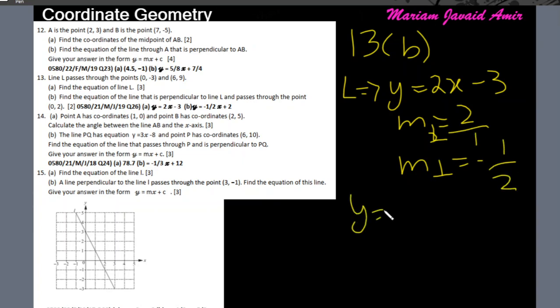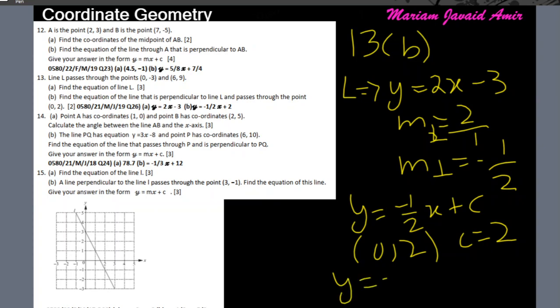So y equals minus half x plus c, and we're given that it also passes through the point 0 comma 2, so we have our c right here. C is 2. So y equals minus half x plus 2.